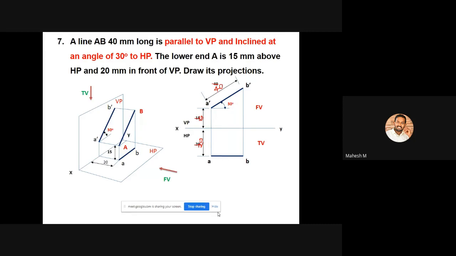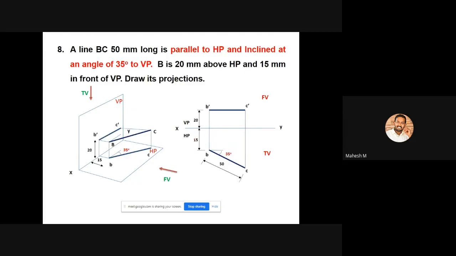So in this one, the condition is parallel to VP and inclined at an angle of 30 degree to HP. The next problem is directly opposite. That means parallel to HP and inclined to VP. The angle may vary depending upon the problem. Here the angle is 35 degree, the name of the line is BC, and the true length is 50 mm. The condition is parallel to HP and inclined at 35 degree to the VP.